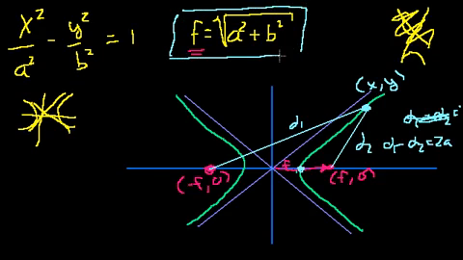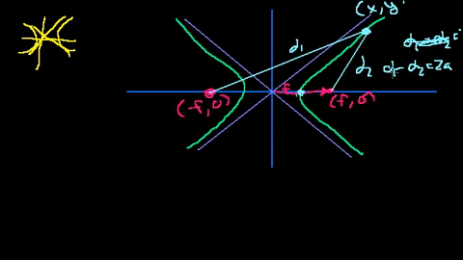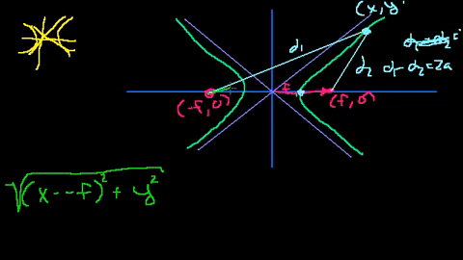So the first thing to do is figure out what d1 and d2 are, just using the distance formula. So what's d1? d1 is the distance between this point and this point, minus f comma 0. So we just use the distance formula, which is really just the Pythagorean theorem. So it's the difference of the x's, the x distance. So it's x minus f squared, plus the y distances, y minus 0, so that's just y squared. Take the square root of that. So that's d1 right there.